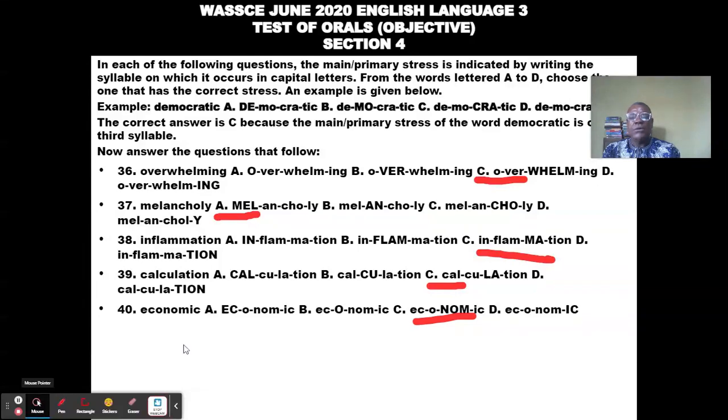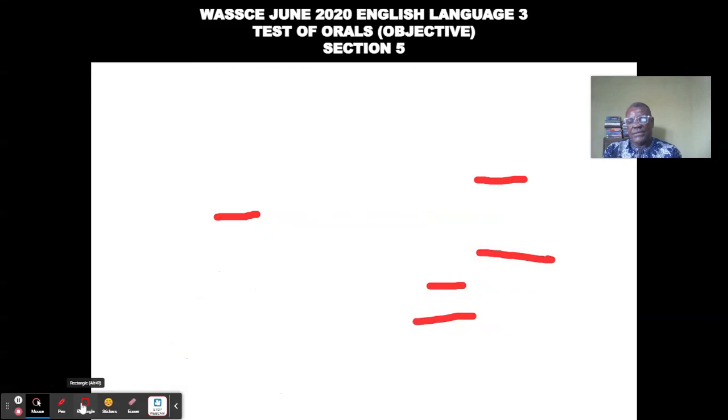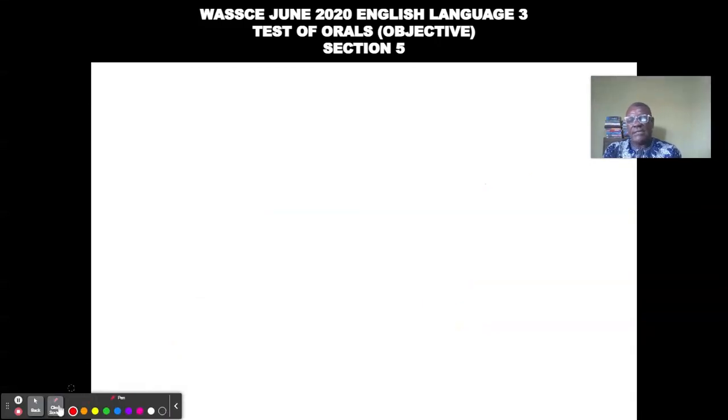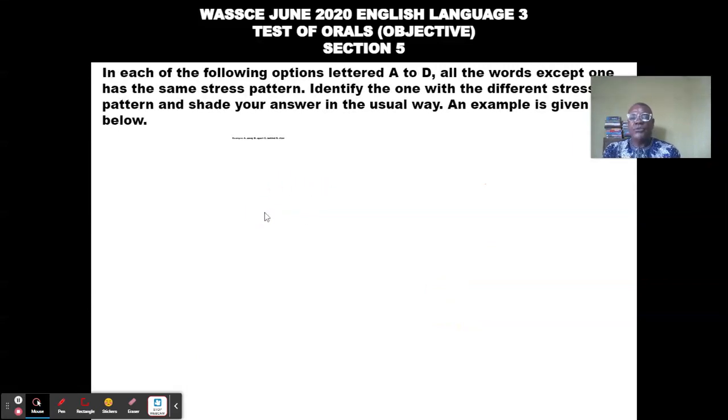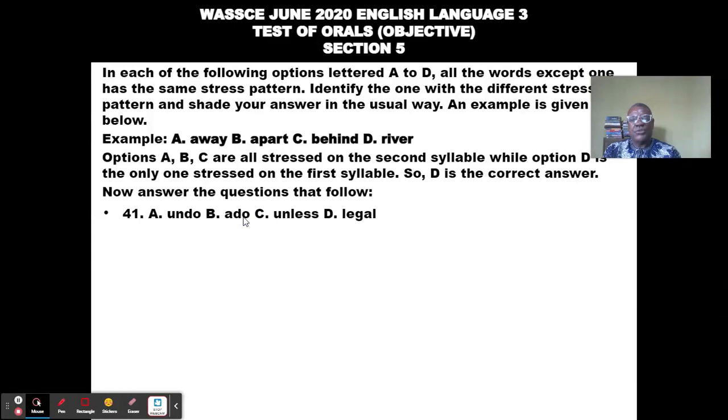Okay, so that brings us to the end of that section. So let's do away with the marks, and then we go to section 5. Let's go straight to the questions. This particular section is on stress pattern. You are asked to choose the word with a different stress pattern. So let's look at 41.